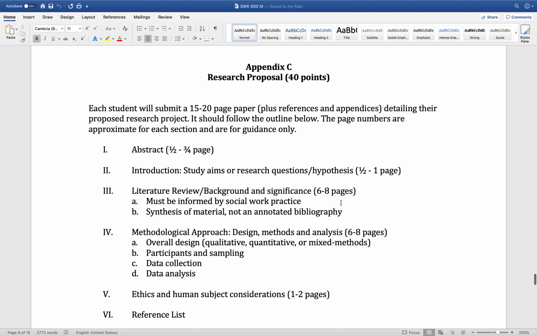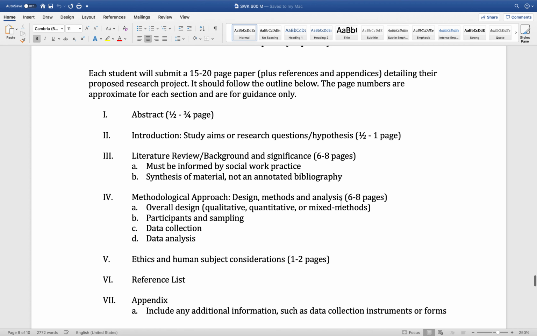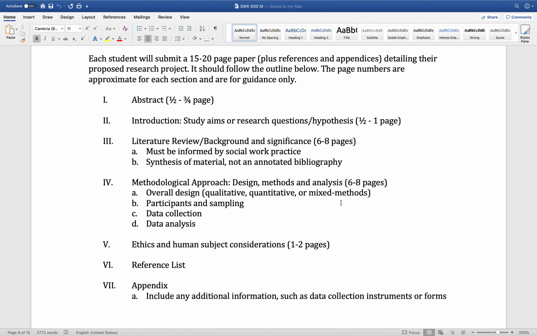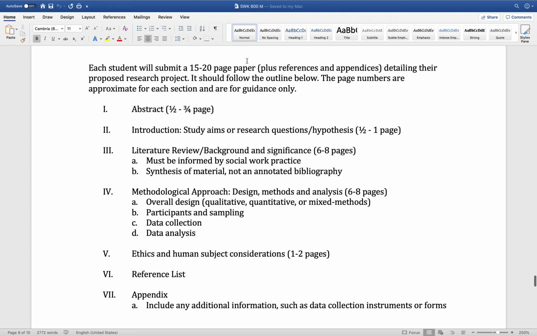These are the instructions for completing your research proposal assignment. This is page 9 of your syllabus, and you see that there's a short summary of what we're looking for out of this assignment. It says each student will submit a 15-20 page paper plus references and appendices detailing their proposed research project. Should follow the outline below.